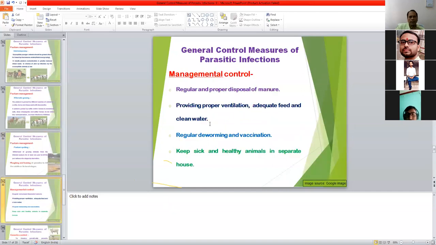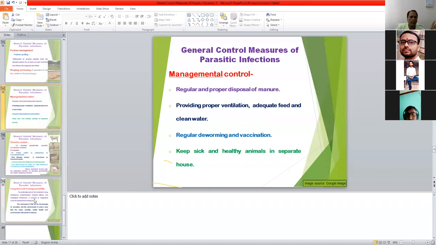Then for the managemental method of control, we use regular deworming, proper disposal of manure, and keeping healthy and sick animals in separate houses to control the various parasites. This is the managemental control method.